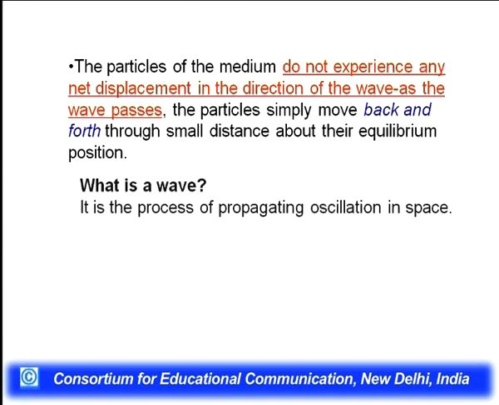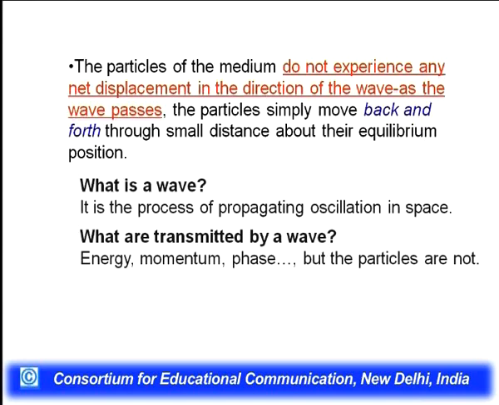What is the wave? Wave is a process of propagating oscillation in space. What is transmitted by a wave? We are transmitting the energy, momentum, and phase, but the particles are not. Means particles will produce a wave, or particles will propagate and then transmit as a wave, and what is transmitted is the energy, momentum, and phase.